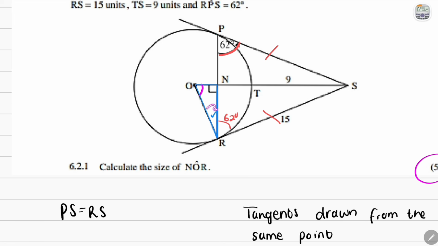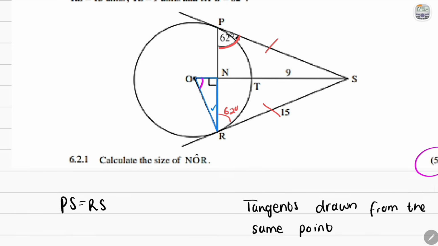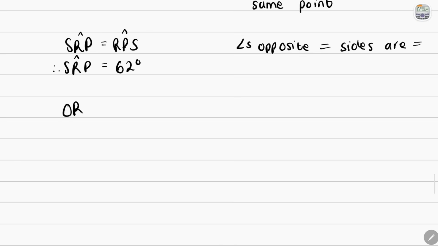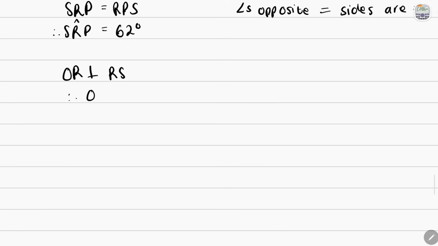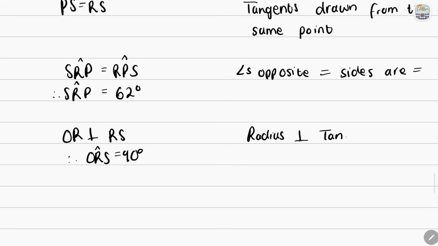And again, to find this angle, we can see that this radius is perpendicular to the tangent. So to find that angle, we just say 90 degrees minus this 62 degrees. Start by stating OR is perpendicular to RS. So that means this angle ORS is 90 degrees. Therefore angle ORS equals 90 degrees, and the reason for this is because the radius is perpendicular to the tangent at the point of contact.